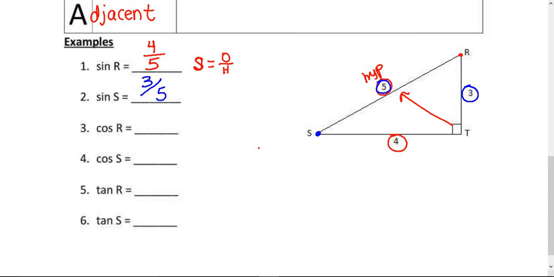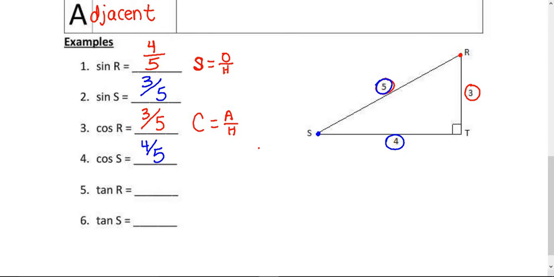All right, then we can go to cosine of R. Let's erase this. The cosine of R has to use adjacent first, so 3 on top, hypotenuse on the bottom, which is 5, because cosine is adjacent over hypotenuse. Then the cosine of S, the adjacent is 4, hypotenuse is 5, so I have 4 over 5.